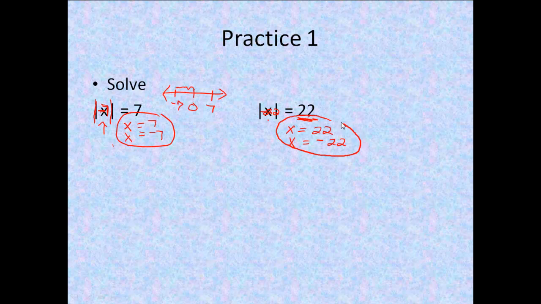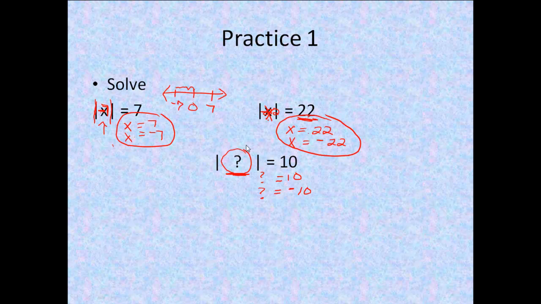Now notice that we had 2 answers for each one of these. We had x equals 7 and x equals negative 7. x equals 22 and x equals negative 22. So what we're looking at here is this question mark. I don't know what it's going to be yet. Whatever is inside here has to be equal to 10, and whatever is inside the question mark has to be equal to negative 10, just like it was up here. We had an x equals 22 and an x equals negative 22.